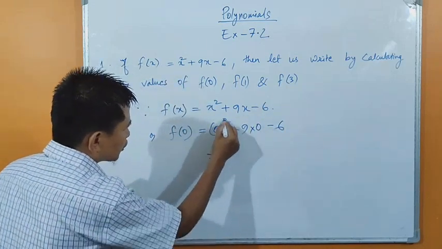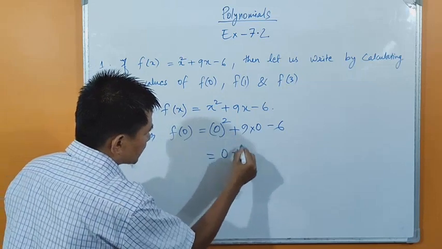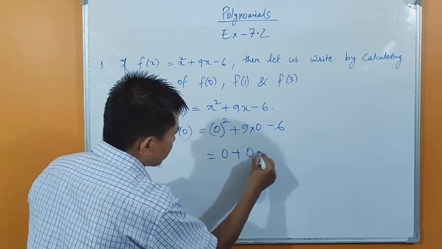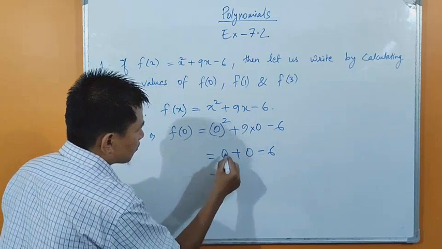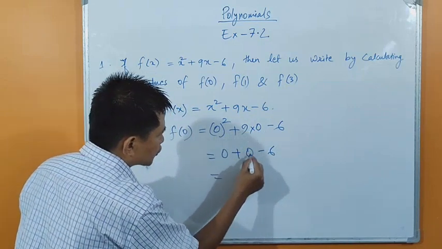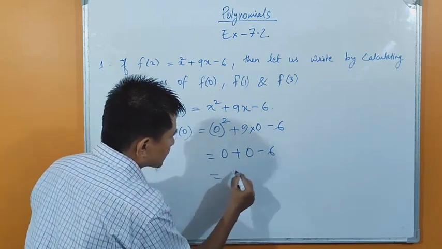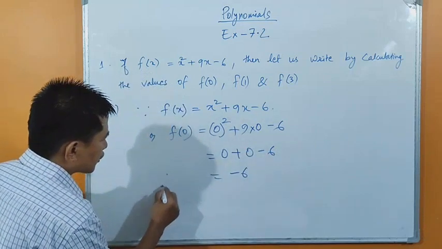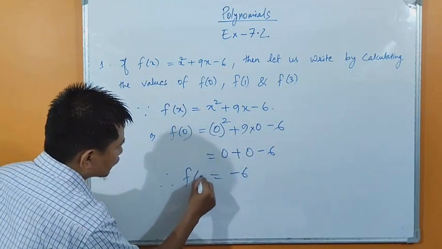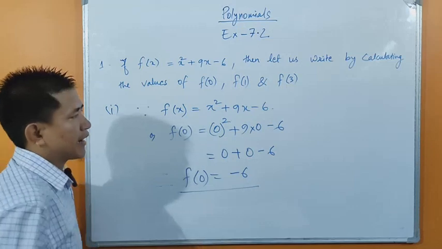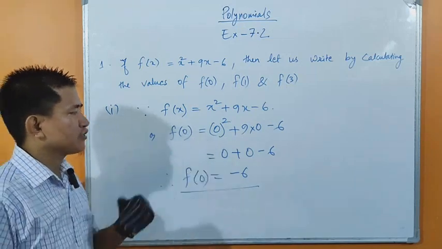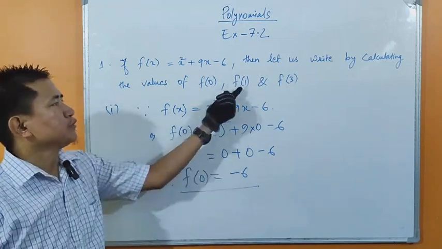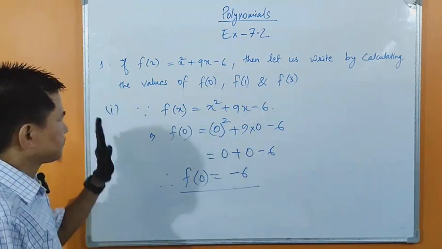Equal to 0 squared means 0, plus 9 into 0 is 0, minus 6. So 0 plus 0 is 0, and 0 minus 6 is minus 6. Therefore we got the value of f(0) equal to minus 6. Please take a screenshot of this. We will immediately move to the next one, f(1).